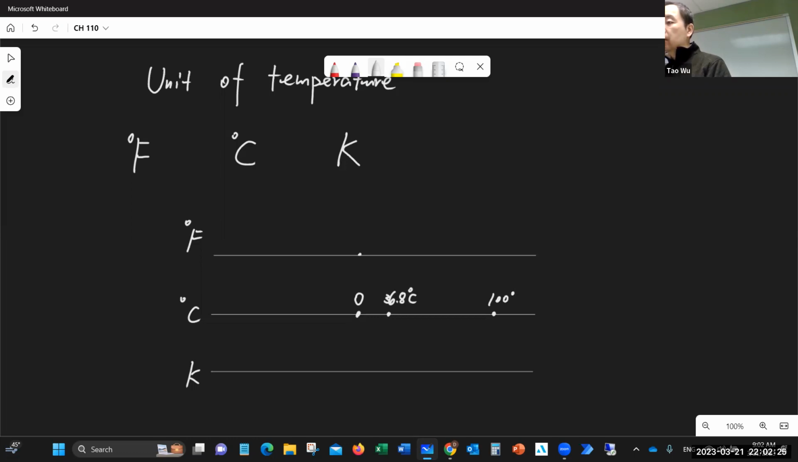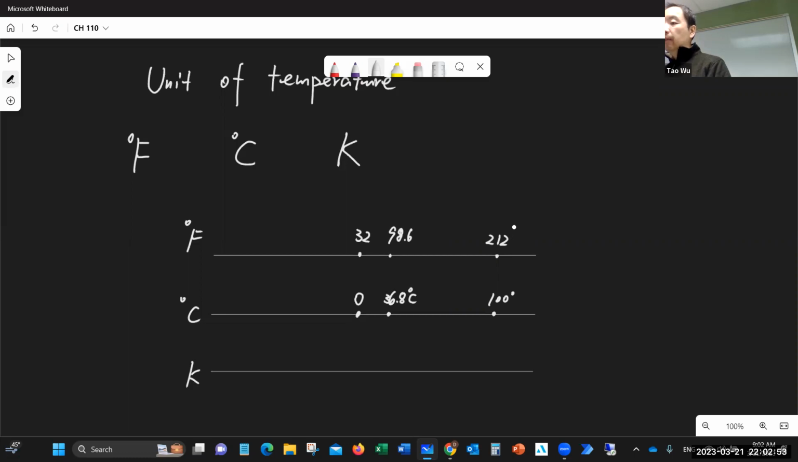How about Fahrenheit? The freezing point for Fahrenheit is 32. Right, 32 Fahrenheit. How about the boiling point? 212. That's the boiling point for water. Body temperature, 98.6. So that is Fahrenheit.